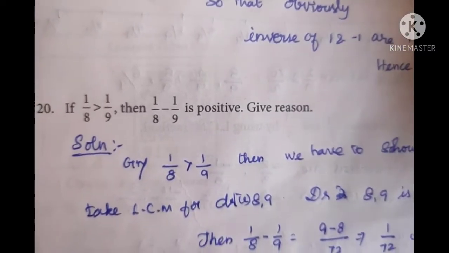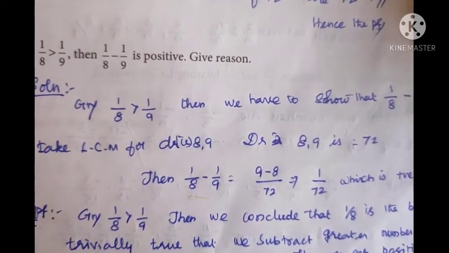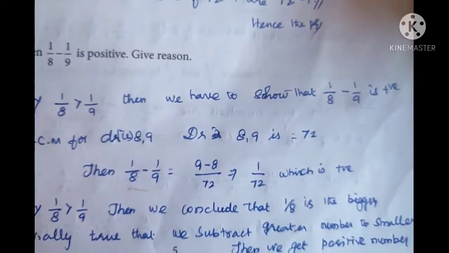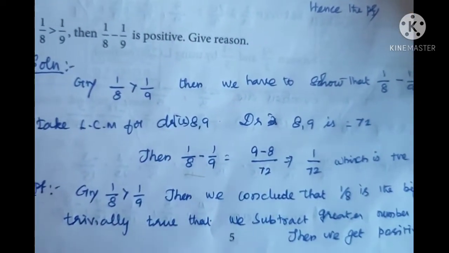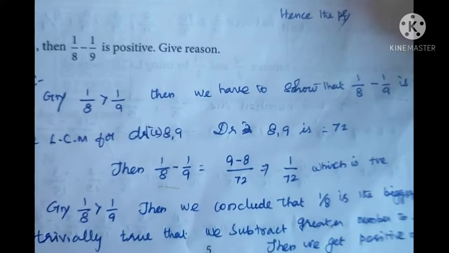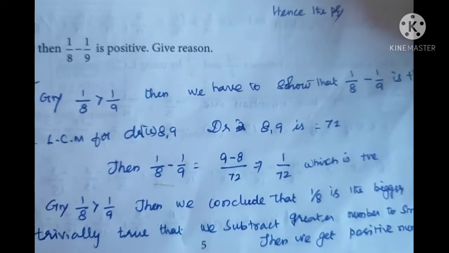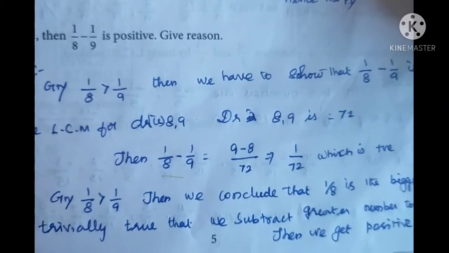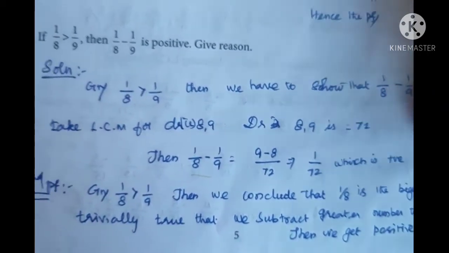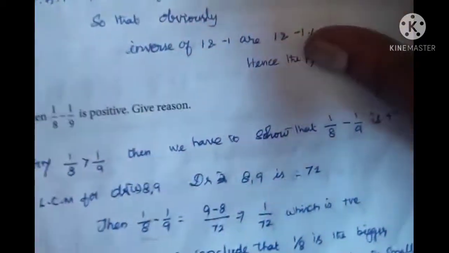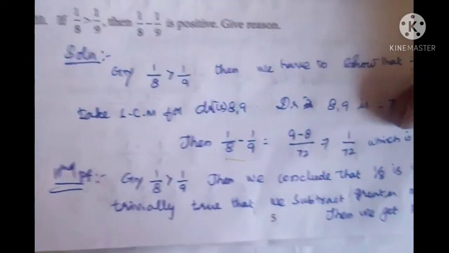20. If 1 by 8 is greater than 1 by 9, then 1 by 8 minus 1 by 9 is positive. Give reason. Given 1 by 8 is greater than 1 by 9, then we have to show that 1 by 8 minus 1 by 9 is positive. Take LCM of 8, 9. Denominators are 8, 9. So the LCM is 72. 1 by 8 minus 1 by 9 is equal to 1 by 72, which is positive. 1 by 72.